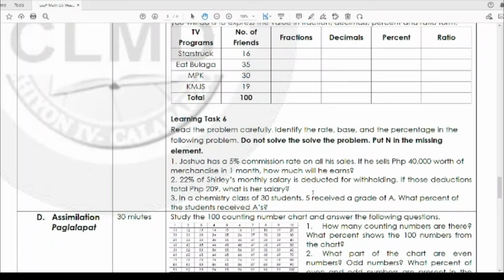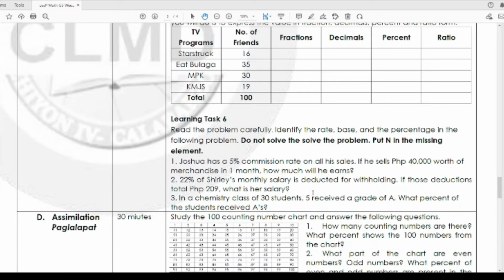Read the problem carefully. Identify the rate, base, and the percentage in the following problem. Do not solve the problem. Put n in the missing element. Number 1. Joshua has 5% commission rate on all his sales. If he sells 40,000 pesos worth of merchandise in 1 month, how much will he earn? You may not solve the problem. You only put n in the missing element.